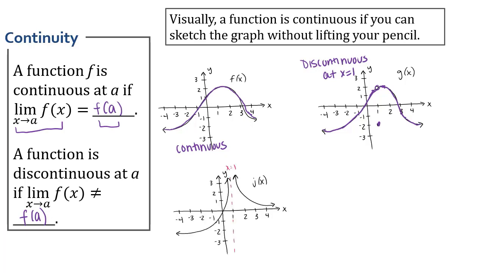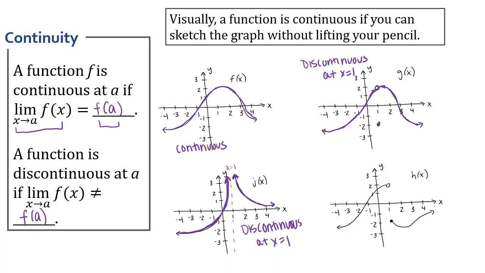Okay, let's look at this one. Here we have a graph that is going towards an asymptote. So x equals 1 is a vertical asymptote. If I'm approaching 1 from the left and right, we're going towards positive infinity. That's not an actual value. There is no f of 1, so f of 1 does not exist here. Again, if I were to graph it, I'd have to lift my pencil up when I get to x equals 1. So this is discontinuous at x equals 1.